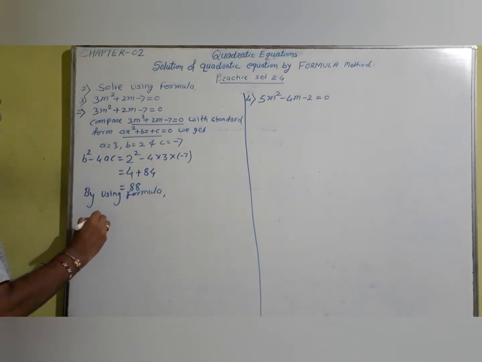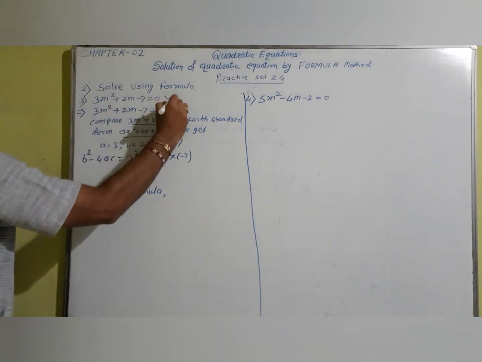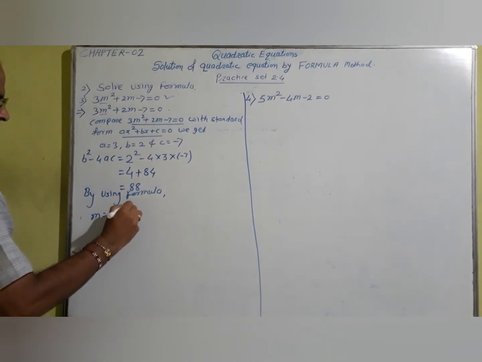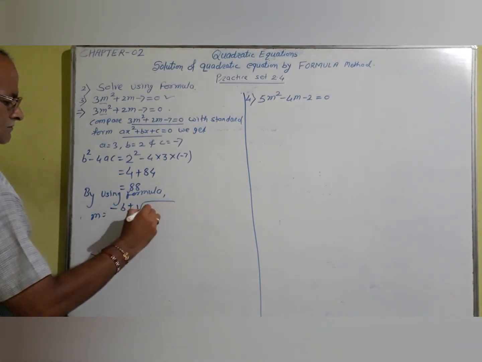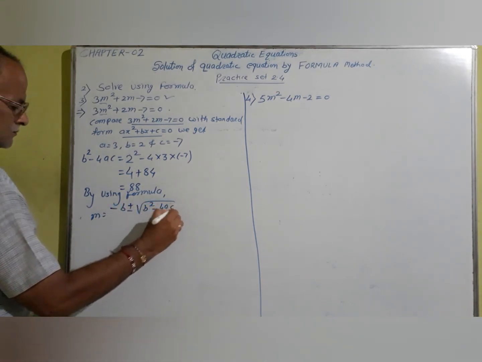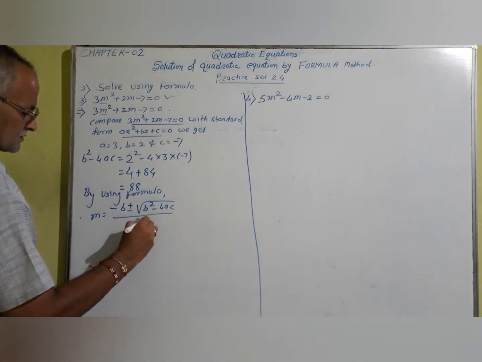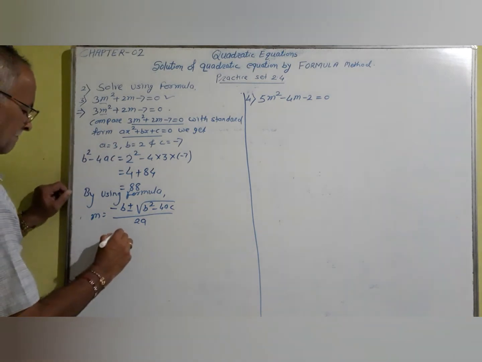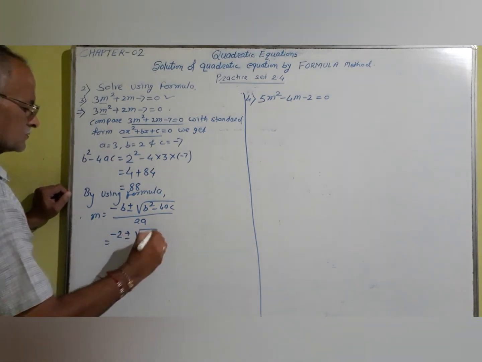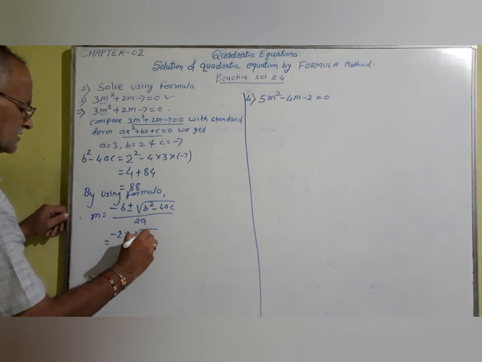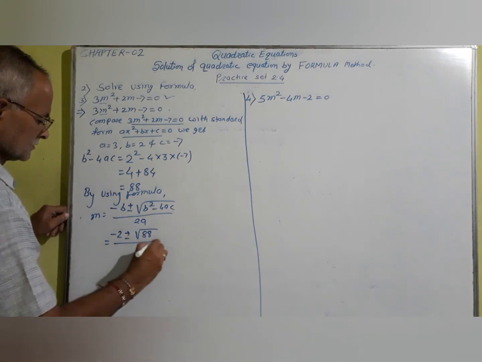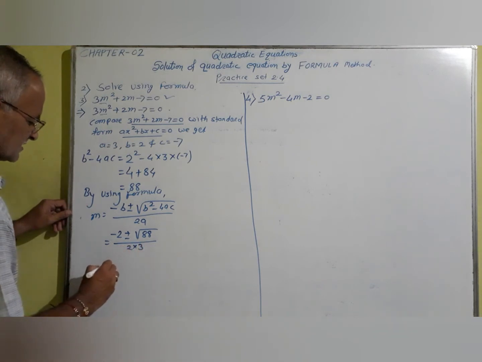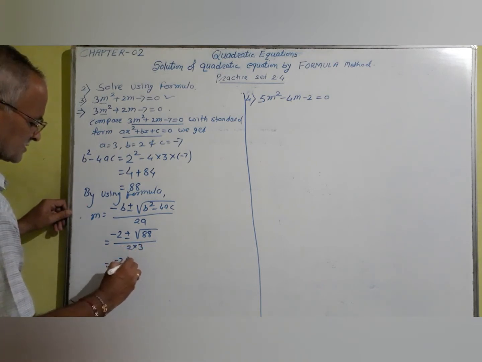Now by using the formula m is equal to, the given quadratic equation is in the variable m, therefore m is equal to minus b plus or minus square root of b square minus 4ac upon 2a, is equal to minus b means minus 2 plus or minus square root of b square minus 4ac means 88 upon 2 multiplied by a means 3, that is equal to minus 2 plus or minus.